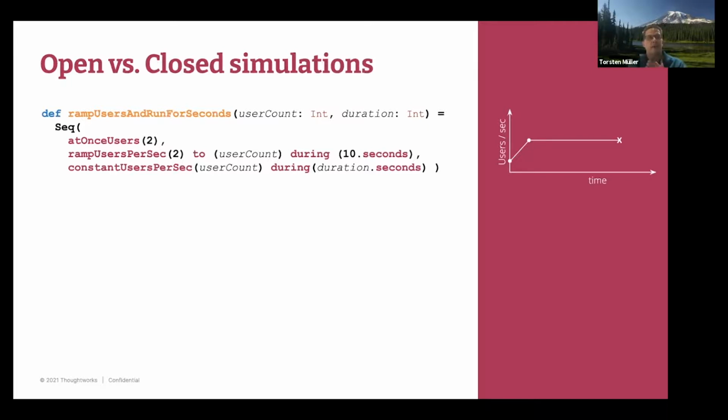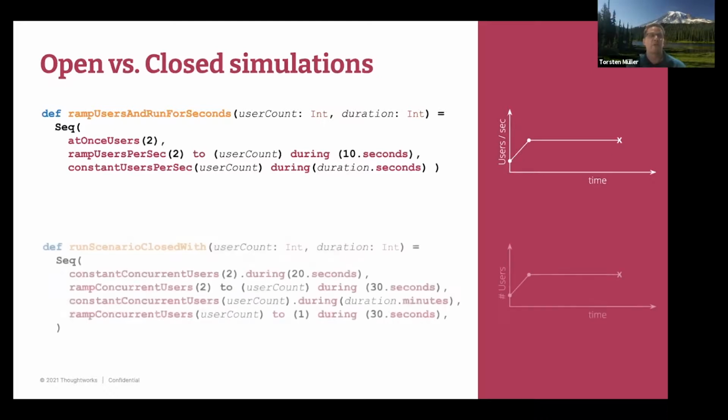So again, this is a very, very speaking way of coding this thing. And before I mentioned open versus closed, and this is really the only slide showing what the difference is. So this is again defining this function. And here we saw before this at once users and users per second, and that's the hallmark of an open test.